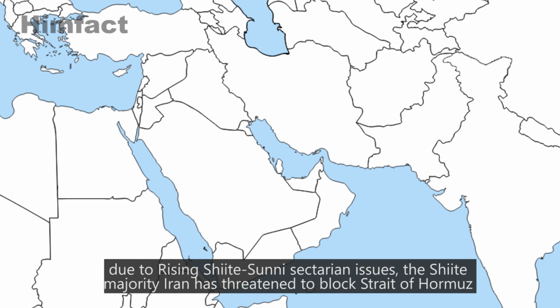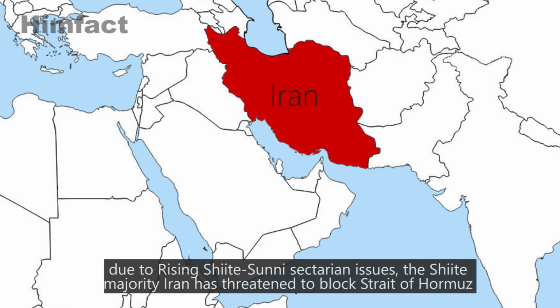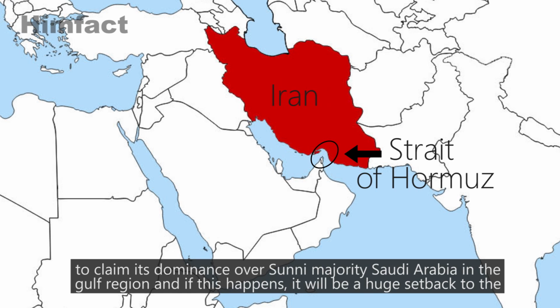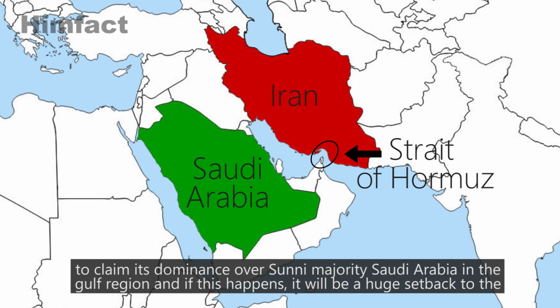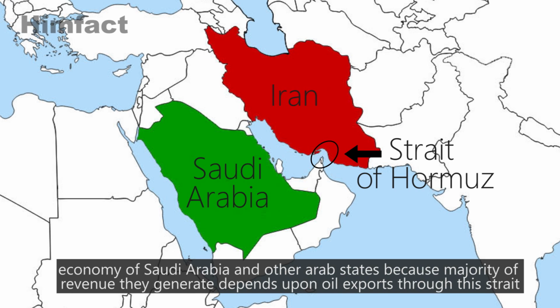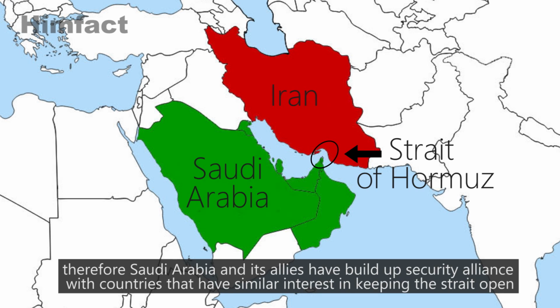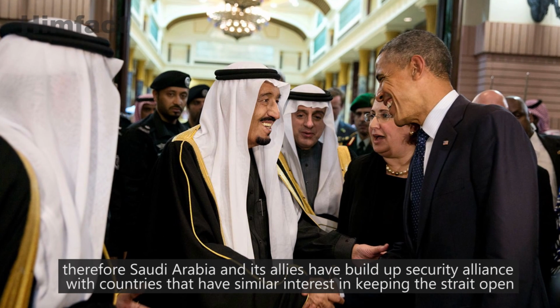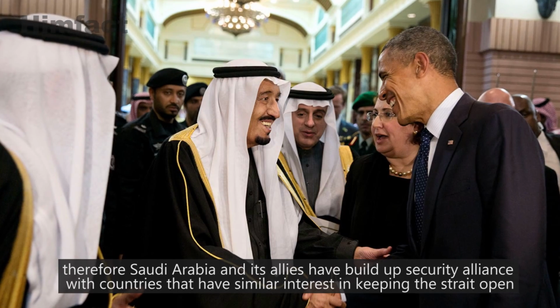Due to rising Shiite-Sunni sectarian issues, the Shiite majority Iran has threatened to block the Strait of Hormuz to claim its dominance over Sunni majority Saudi Arabia in the Gulf region. If this happens, it will be a huge setback to the economy of Saudi Arabia and other Arab states, because the majority of the revenue they generate depends upon oil export through this strait. Therefore, Saudi Arabia and its allies have built a security alliance with countries that have a similar interest in keeping the strait open.